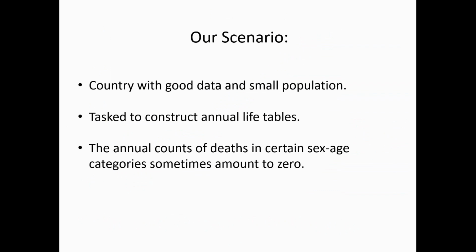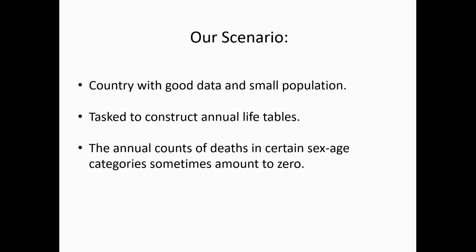Okay, we're next going to have an illustration of filling in 0 death rates in mortality schedules for small countries. Let's say you're the chief actuarial statistician in a small country where the annual death counts sometimes amount to 0 in some age sex categories. And you're tasked to prepare annual life tables because political high-muckety-mucks want to know life expectancy at birth on an annual basis. So you've got to calculate a life table for that.